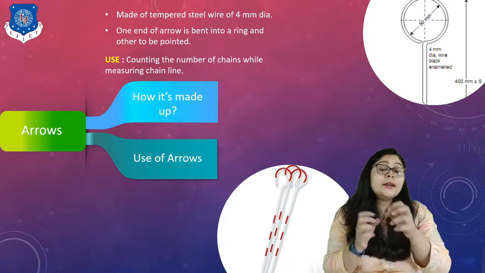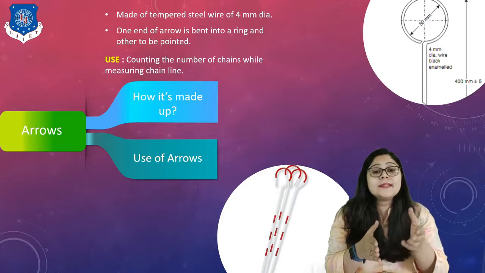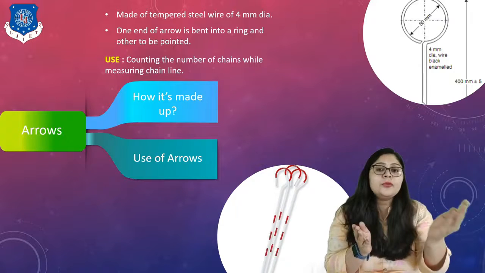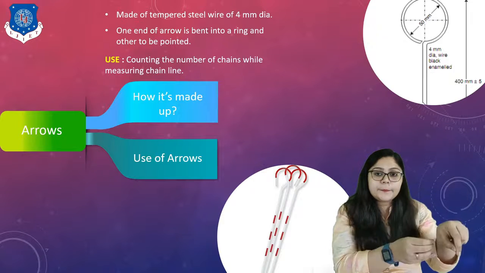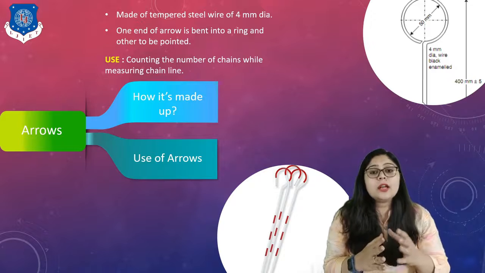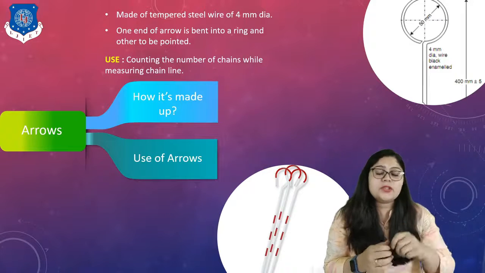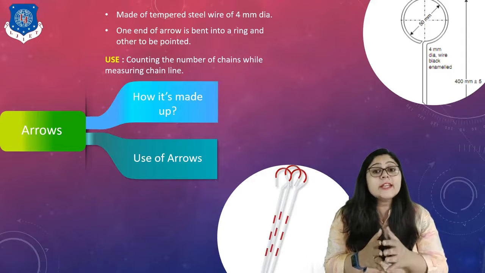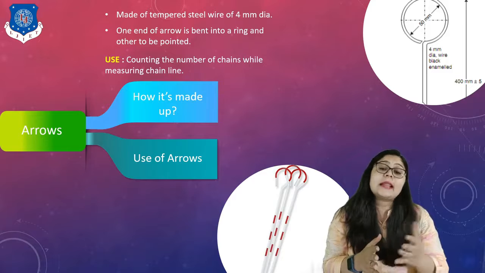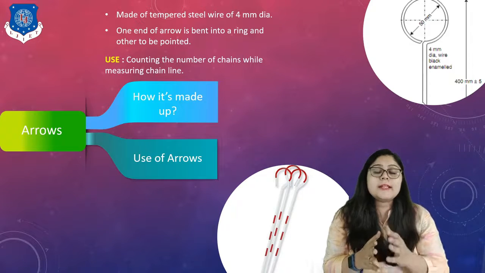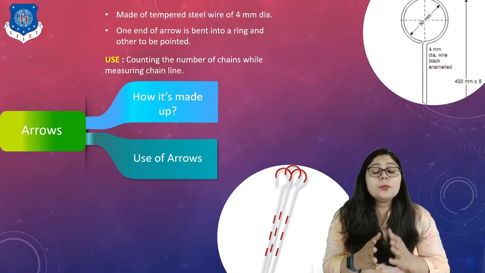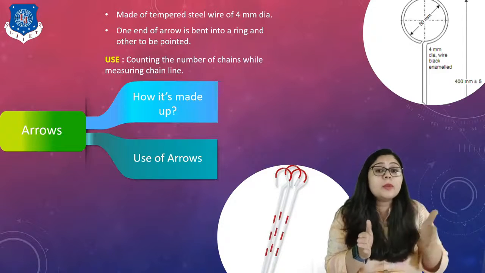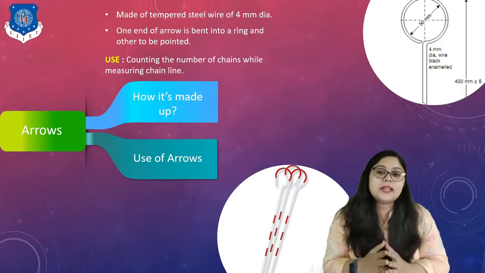You have to collect another chain with you, or you can simply mark the intermediate station where the unfolded chain ends. So an arrow plays a role to mark that particular position. So you don't have to carry a number of chains with you, but it is easy to carry a number of arrows because it is light in weight and easy to transport. So at that time, the arrow plays an important role, right? So that is the concept of how we can count the number of chains while measuring the chain line, right?